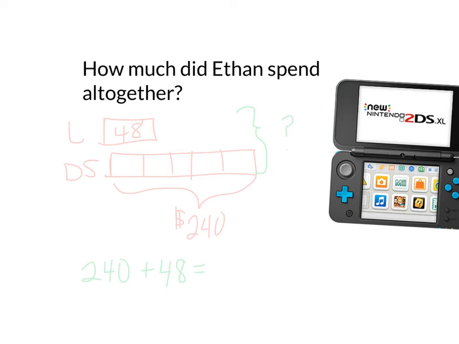Tell us how to solve that. Because 8 plus 0 equals 8. So it's 8 at the end. Okay. And 4 plus 4, as we all know, is 8. What does that really mean, though? 8 tens in the tens place. Okay. And then there's no hundreds in 48. So it's just a 2. So 288.